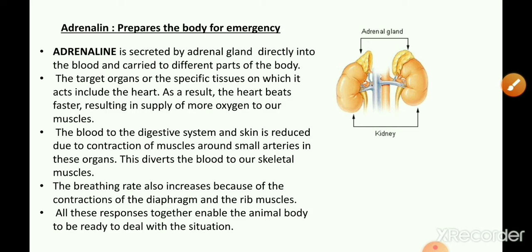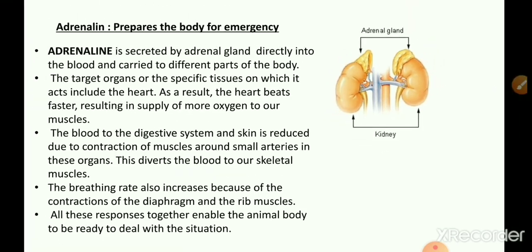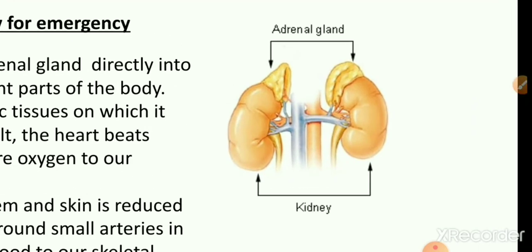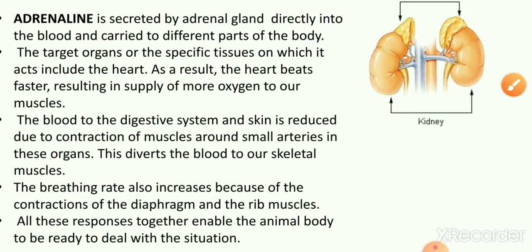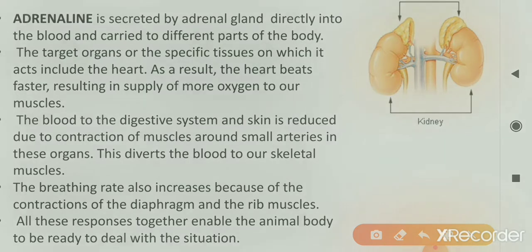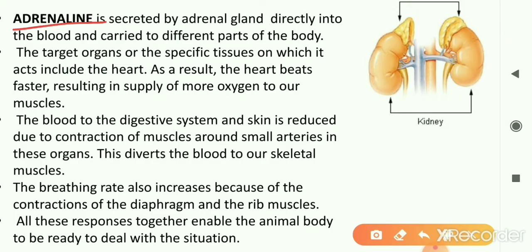Next important gland that is present in our body is the adrenal gland. The adrenal glands are located just above the kidney, as shown in the diagram. There's a pair of adrenal glands, one located over each kidney, and this adrenal gland secretes a hormone which is called adrenaline. This adrenaline is called a 3F hormone.